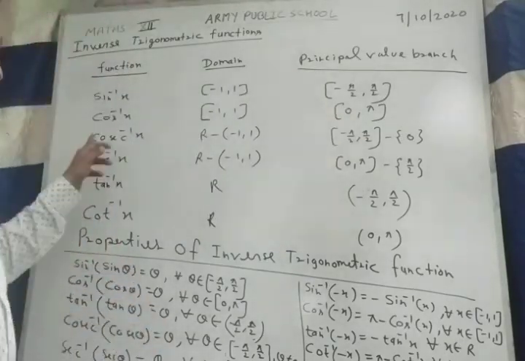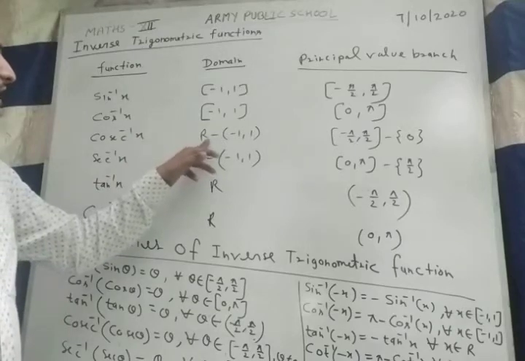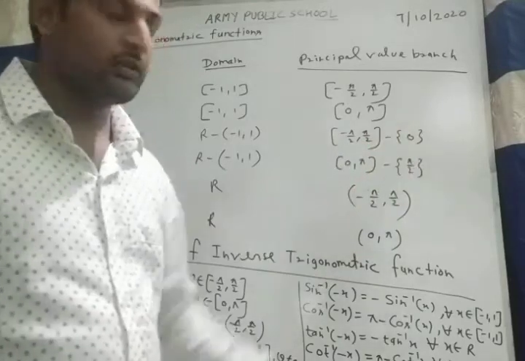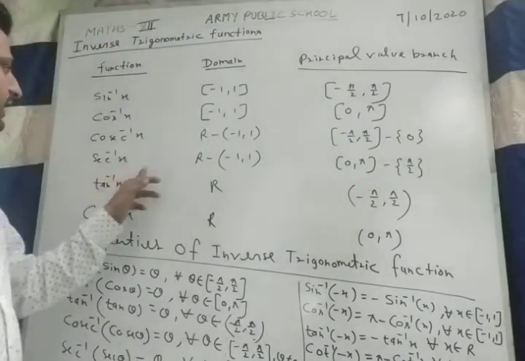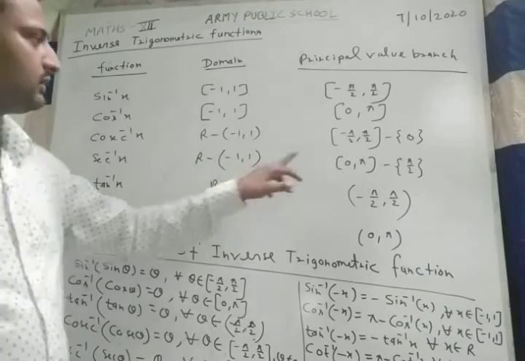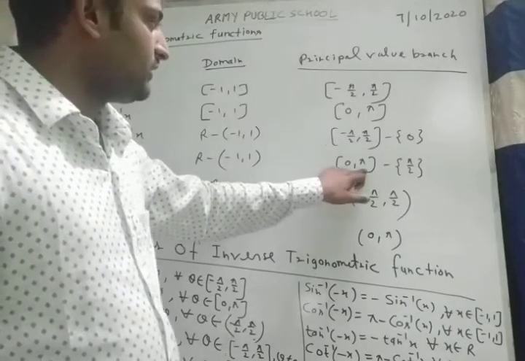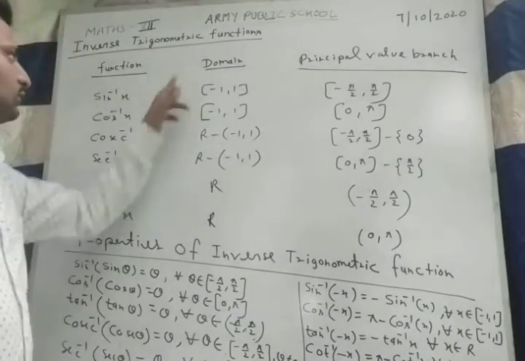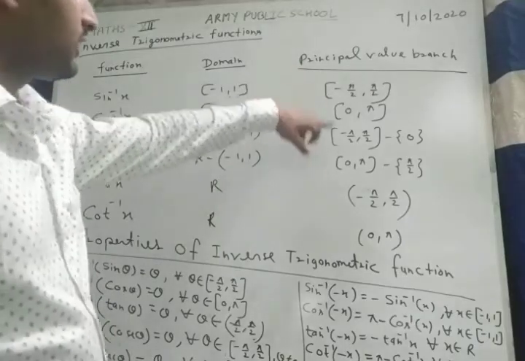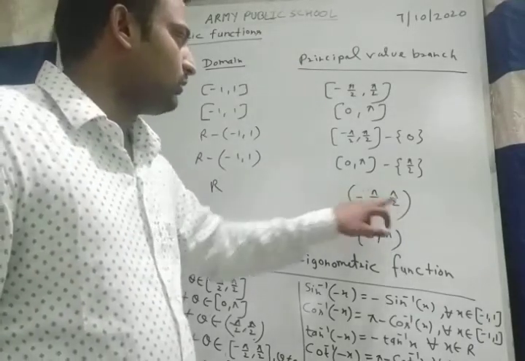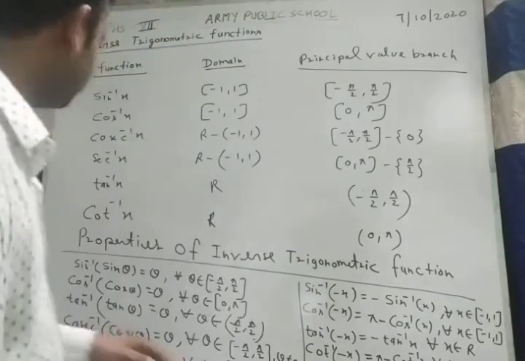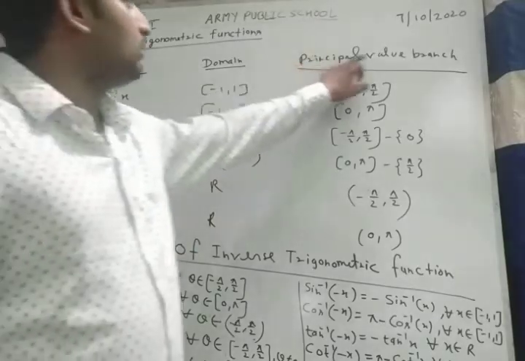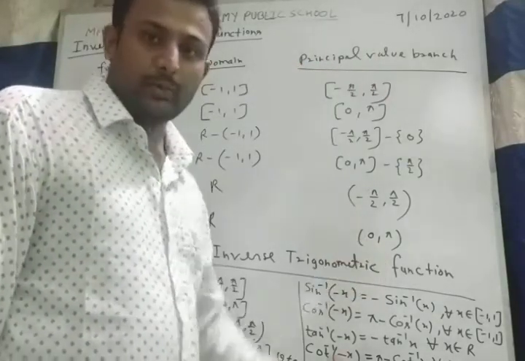Cosec inverse x: the domain is R minus (minus 1, 1), principal value branch minus pi by 2 to pi by 2, excluding 0. Sec inverse x: the domain is R minus (minus 1, 1), principal value branch 0 to pi, excluding pi by 2. Tan inverse x: the domain is R, principal value branch minus pi by 2 to pi by 2, open interval. Cot inverse x: the domain is R, principal value branch 0 to pi, open interval.